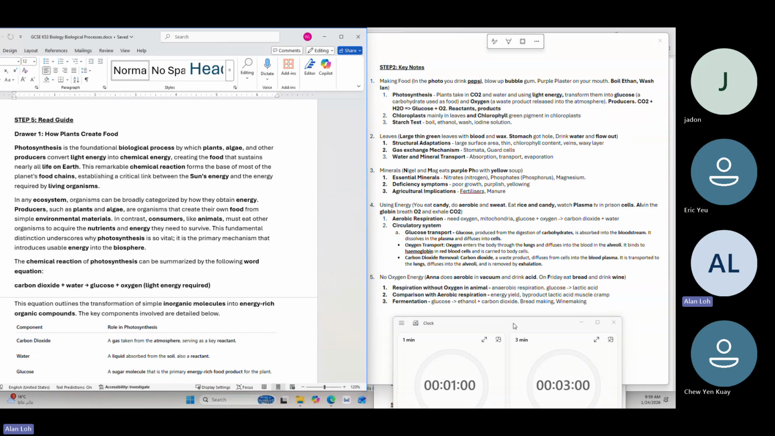What is this chapter about? When people are talking about biological processes, you're already able to form these 5 drawers, and you're already able to have a little bit of explanation on each of the drawers. What is photosynthesis? What about the leaf? How the mineral is having an impact, and why is it important? And then the respirations, the circulatory systems, and also the anaerobic respirations for animals, and for plants is fermentations, right?